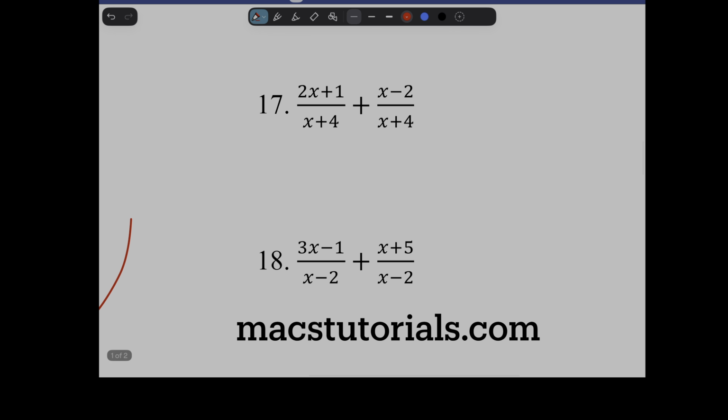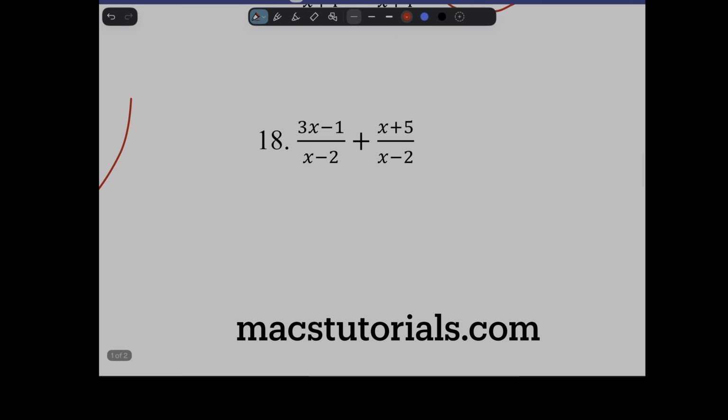Let's go on to number 17. Okay, well, I have an x plus 4 on bottom. Let's go ahead and add the top. 2x plus a 1x is a 3x. And here, a positive 1 plus a negative 2 is a minus 1. That, my friends, is it. Okay, let's go to number 18.